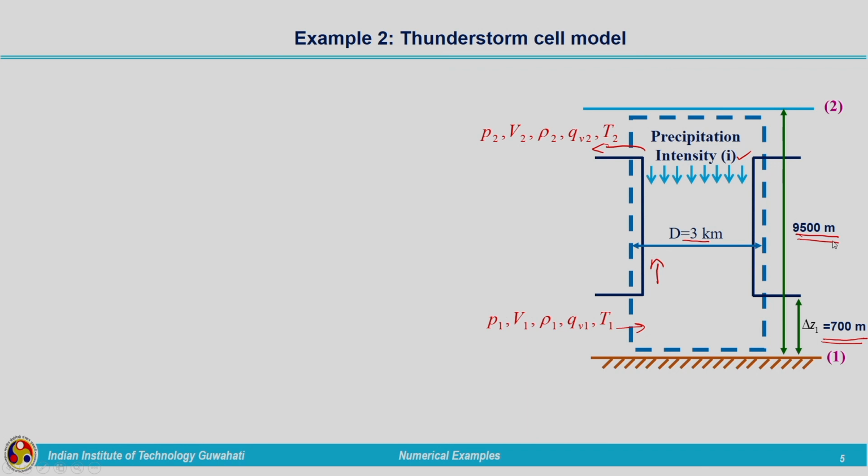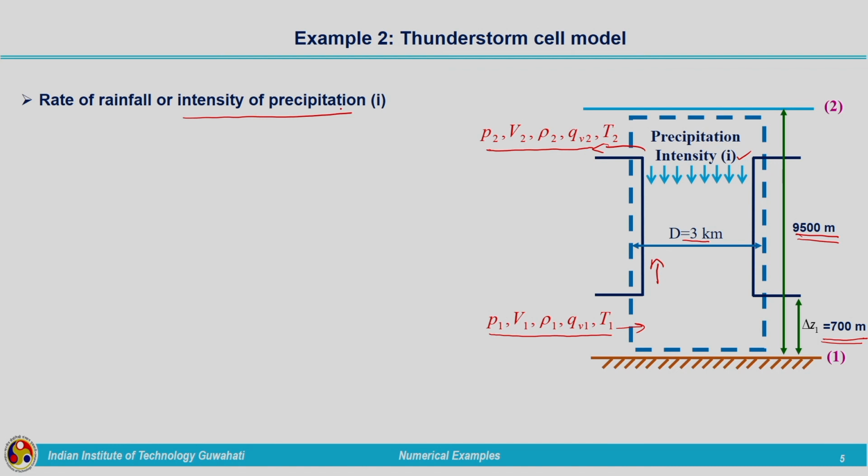Here in the uplift region we have the atmospheric parameters P1, V1, ρ1, QV1 and T1, and in the outflow region we have the corresponding parameters P2, V2, ρ2, QV2 and T2. Now let us start solving the problem. Before that, let us see the expression for rainfall intensity. Intensity of precipitation can be rainfall or any kind of precipitation.